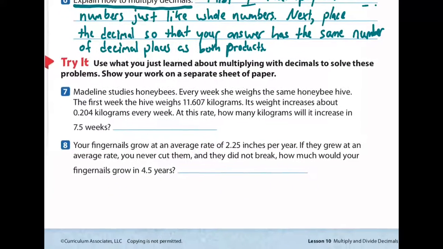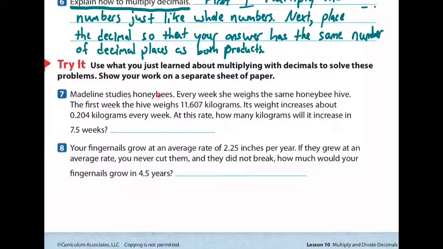Let's read it. It says, Madeline studies honeybees. Every week she weighs the same honeybee hive. The first week the hive weighs 11.607 kilograms. So I'm going to underline that. So week 1, the hive weighs 11.607 kilograms. Next, it says its weight increases about 0.204 kilograms every week. At this rate, how many kilograms will it increase in 7.5 weeks?